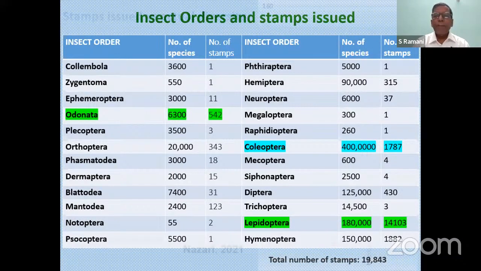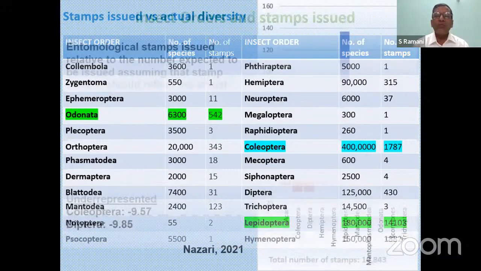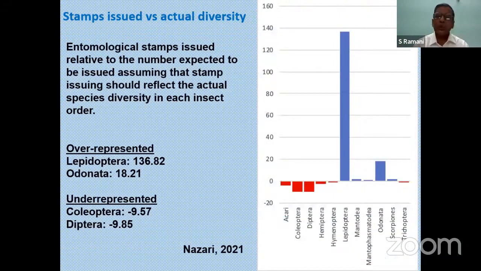This is just to give you a picture of how we would relate the actual diversity of the group with the number of stamps that have been produced. Here it is again the publication of Nazari, where lepidopterans are there in some numbers, but the number of stamps in relation to the number of species is much, much higher. It is overrepresented about 136 times compared to the number of species. Actually Coleoptera should have featured more on stamps, but it is the Lepidoptera which is featured.